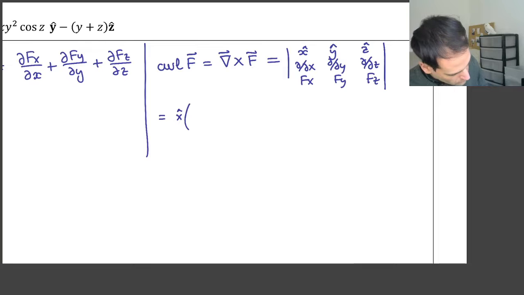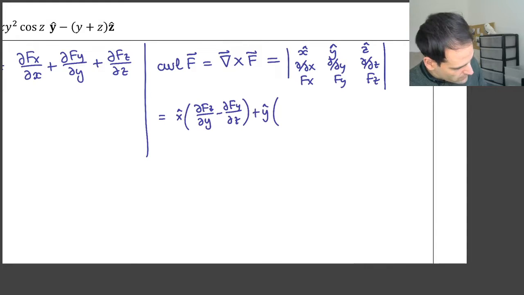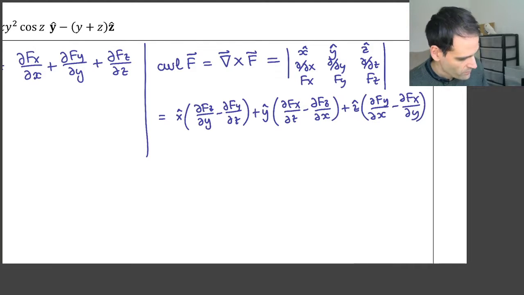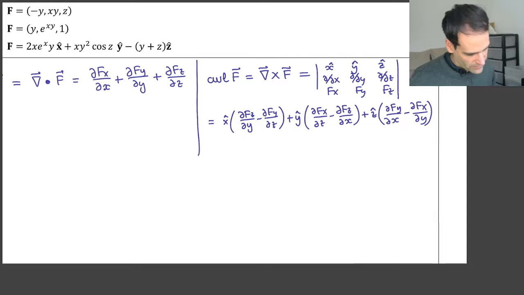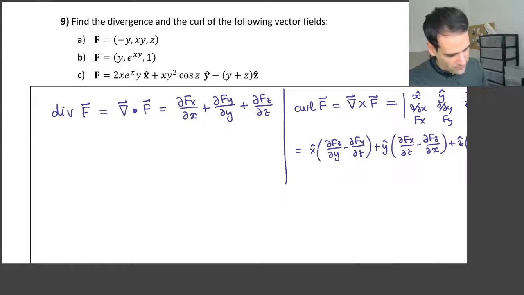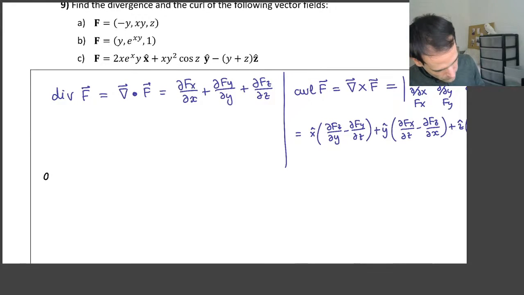This is x hat times, plus y hat times, plus z hat times. Okay, so that's the recipe for calculating the divergence and the curl. So now let's calculate the divergence and the curl for these different vector fields. So f equals this vector field here.